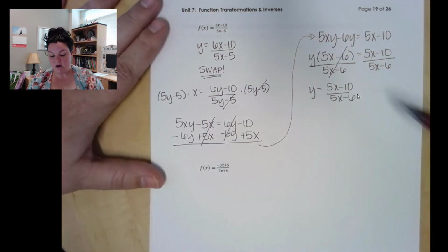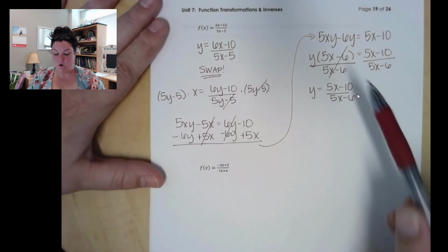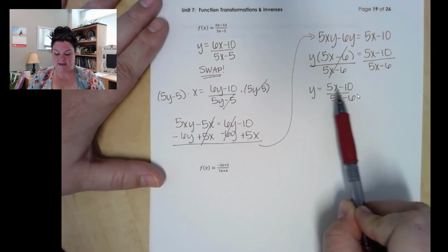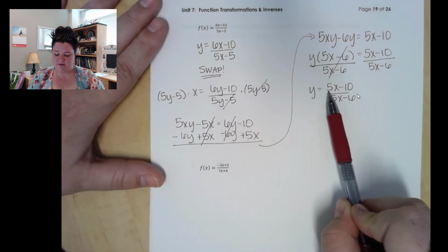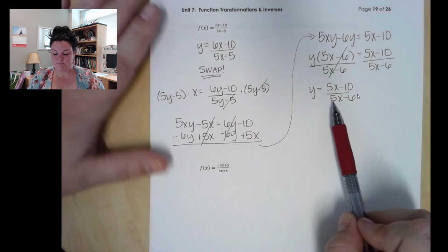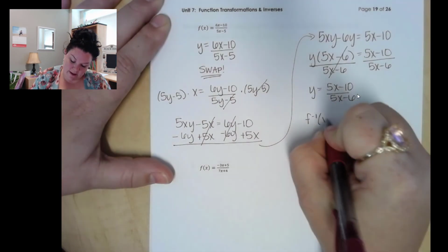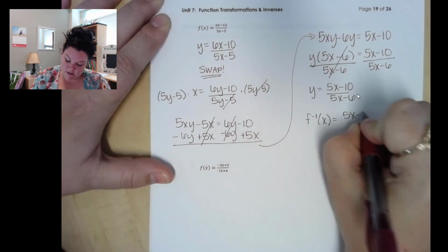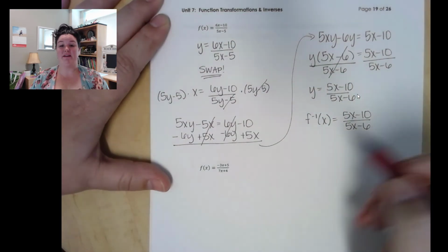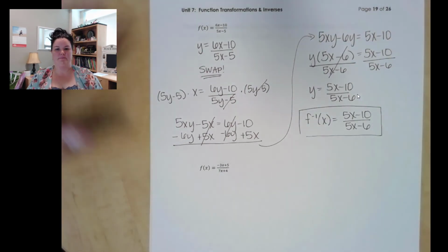Okay, and I cannot reduce these because these are stuck like glue with these plus and minus signs. So the only time I could reduce is if I can take something out of both, right? So here, like I could take out a 5, but notice down here, I can't take a 5 out of both. So I wouldn't be able to reduce anyways. So I just leave it like it is. So then our last step is to put it back into function notation by replacing y with f of x. Or sorry, f inverse of x, right? So this is my inverse function, okay?